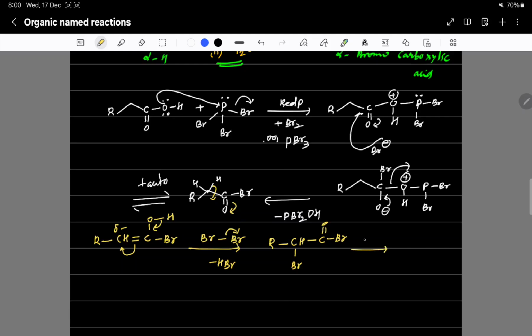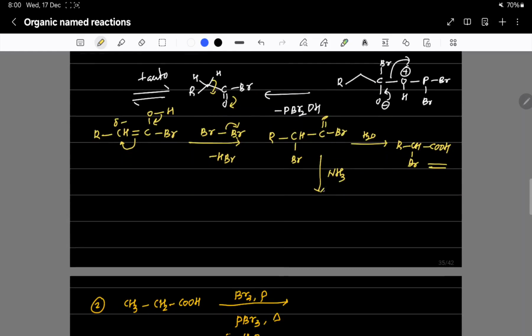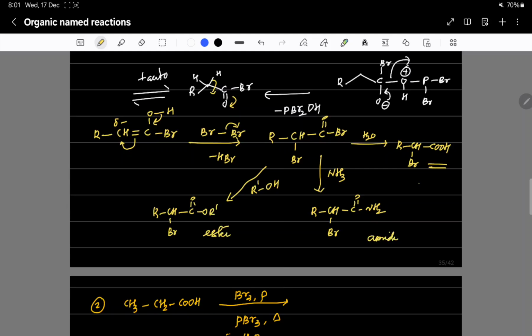Now this is followed by hydrolysis with water, student. Then you will get RCHBrCOOH as our product. In place of water, if you use NH3, then you will get RCHBr and C double bond O NH2, so an amide is the product. In place of water, you can also use alcohol, and then your product will be RCHBrCOOR prime, so you will get the ester, and the amide type, and this is the acid.